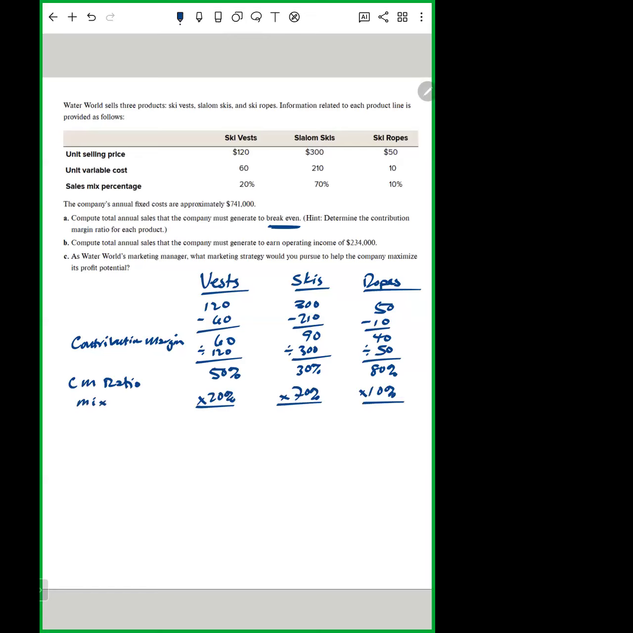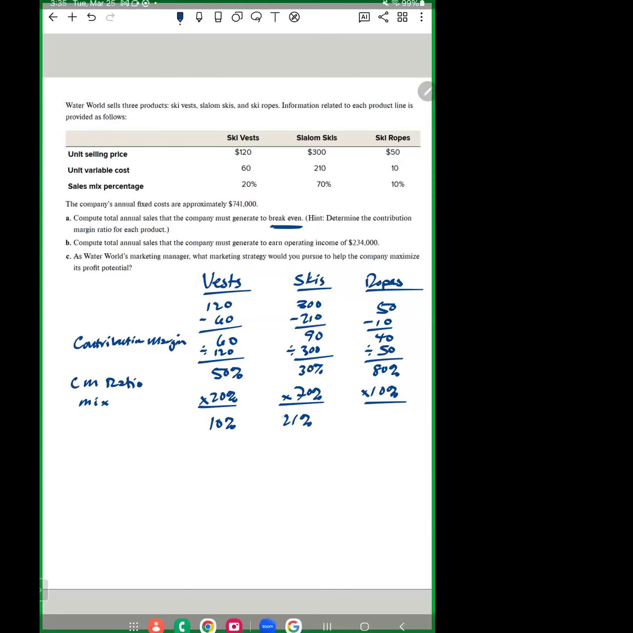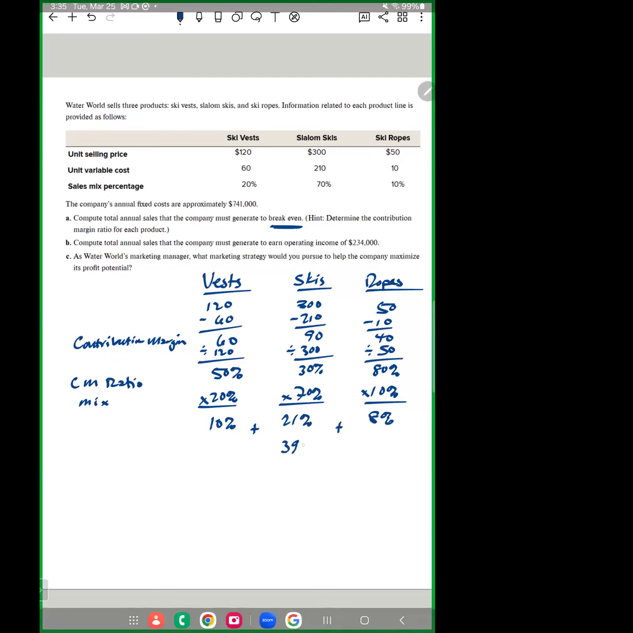All right, so let's do that calculation. 0.5 times 0.2 equals 10%. 0.3 times 0.7 is 21%. And then 0.8 times 0.1 is 8%. All right, and if we just add all of these up, 10 plus 21 plus 8, I get 39%. And that 39% is my contribution margin ratio.